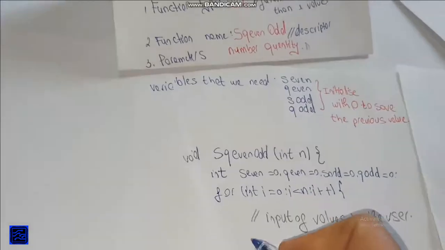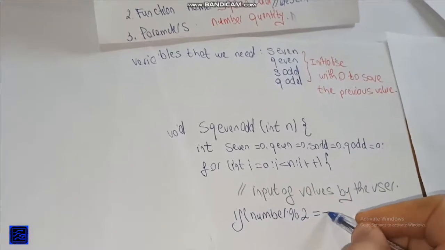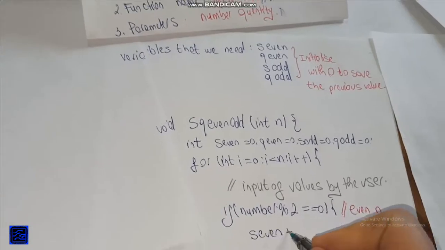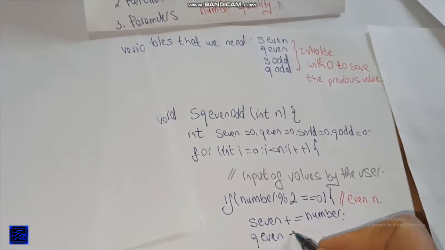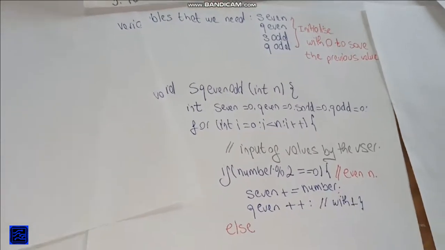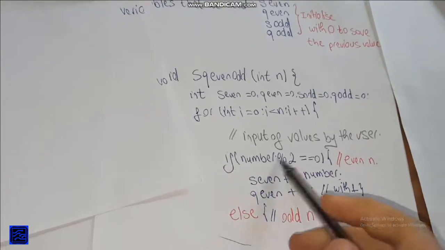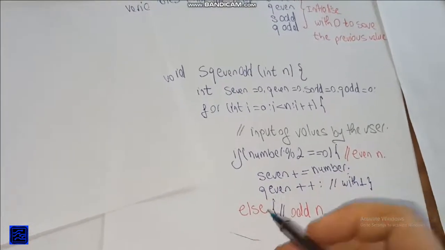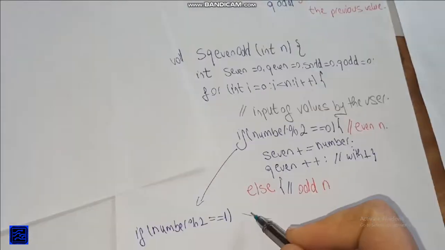Conditions are: if number residue 2 equal 0, even number, sum even plus equal number, quantity even plus plus. Else, on the contrary, we have an odd number. No need to write the condition. The condition will be if number residue 2 equal 1, that will be odd.